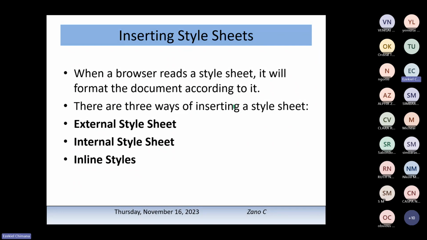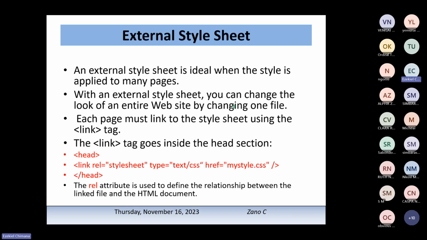Number 1 is external style sheet. Number 2 is internal style sheet. Number 3 is inline styles. Each and every way of inserting these style sheets have got its own advantages and its own disadvantages. So an external style sheet is ideal when the style is applied to many pages. So whenever you have the style that you want to apply to many pages, you can use external style sheet.